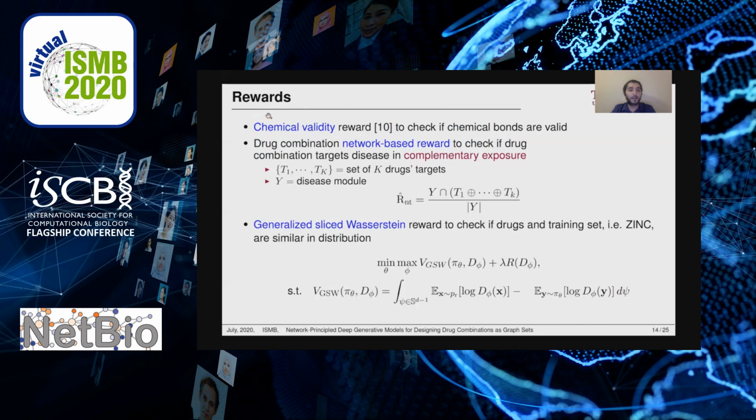In this slide, I will talk about rewards. The first reward is chemical validity, to check whether the chemical bonds are valid. The second one is for the network biology principle. It is based on the complementary exposure, which I will talk about in the next slide. The third one is the generalized Sliced-Wasserstein reward, to check whether, in distribution, the generated drugs are similar to the proper drugs, for example, the drugs in the ZINC library.